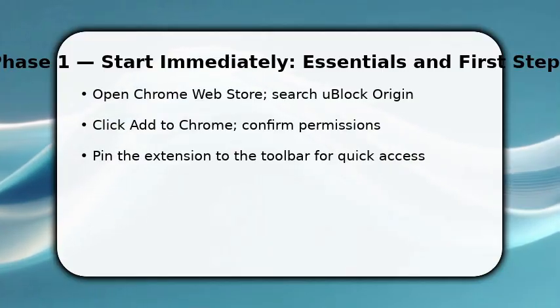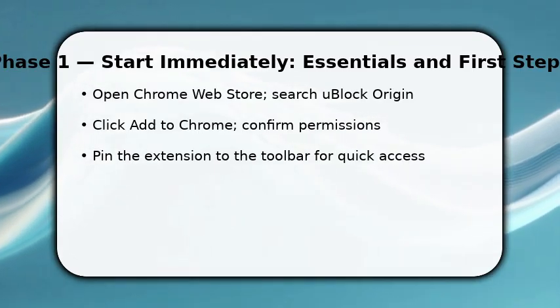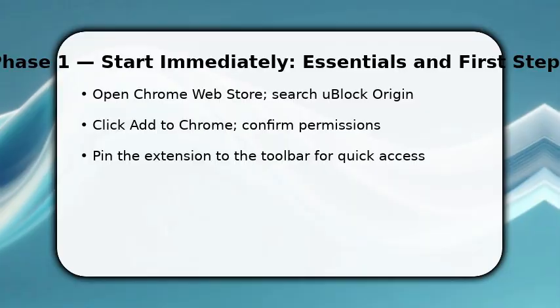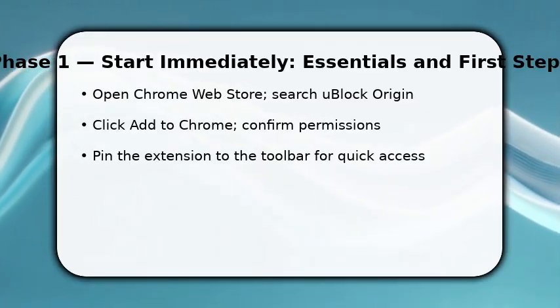You start by installing uBlock Origin now. Open the Chrome Web Store and search for uBlock Origin. Click Add to Chrome and accept the permissions. This gives the extension necessary filtering access.